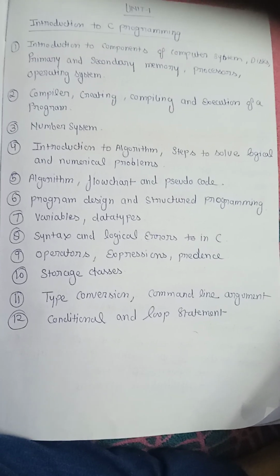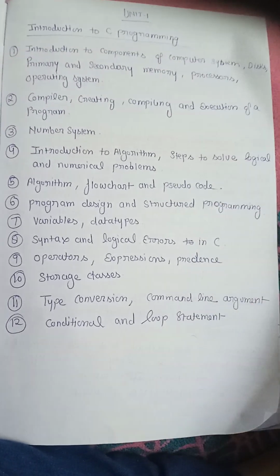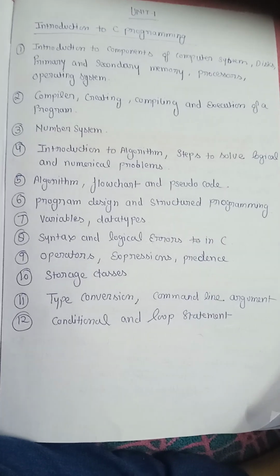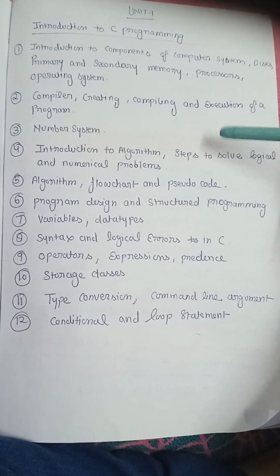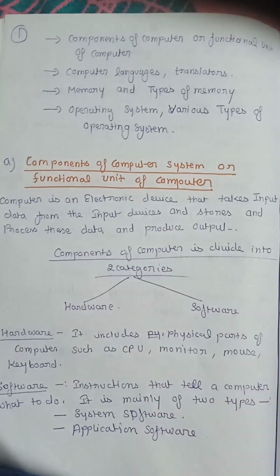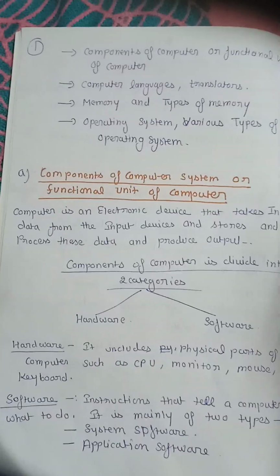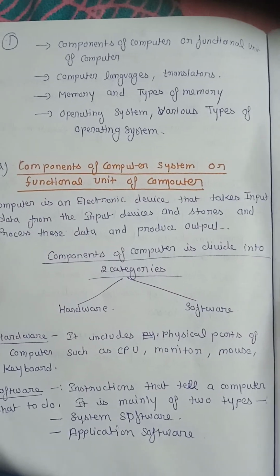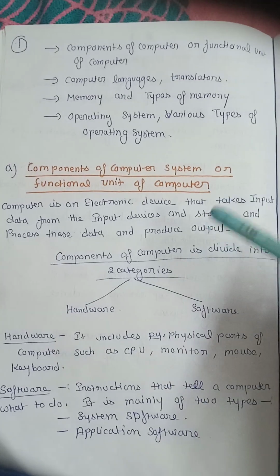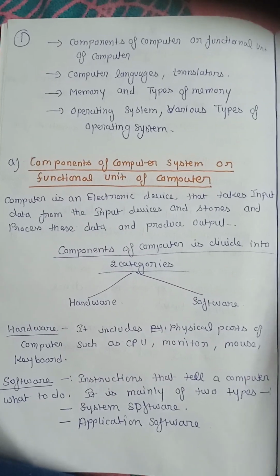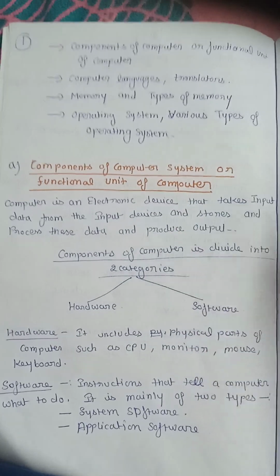Here I am going to explain the C programming Unit 1. These are all the topics of Unit 1, which we will discuss one by one in different videos. First we have to understand what a computer is, what its functionality is, and how it works with a programming language. One by one we will discuss. So first we discuss what is a computer.